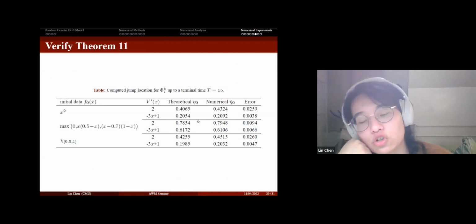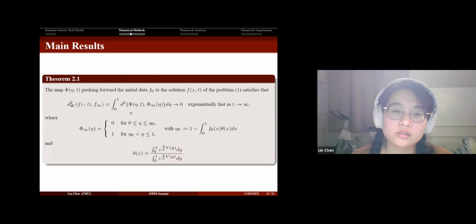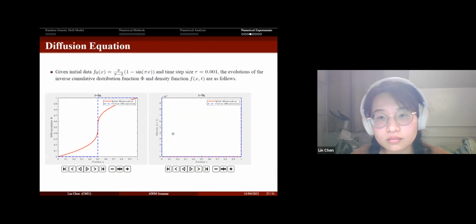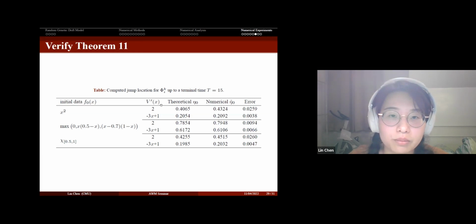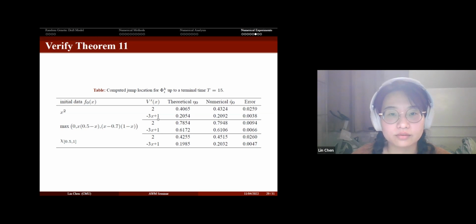And finally, we check our main result here. As we mentioned before, phi goes to some step function, and the jump point is determined by the formula here. And we want to check these results with our numerical results. So here we can check it. If we choose different v prime this way, and we choose different initial data, we can find that the theoretical jump point is close to the numerical jump point. And that's all our results.